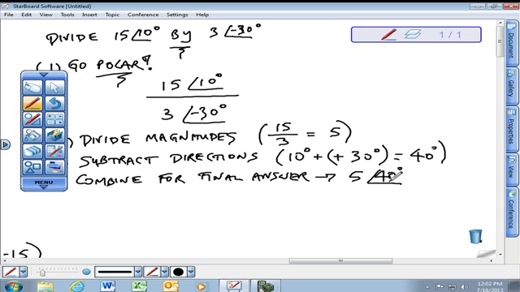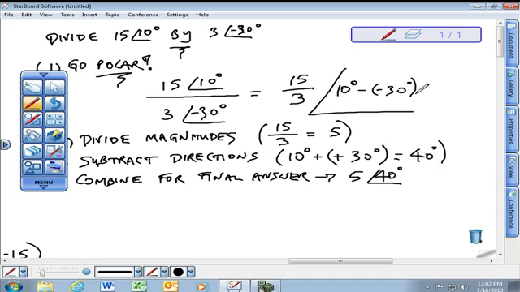That's what happens if you divide 15 angle 10 by 3 angle negative 30. All right? Another way to think about it, a lot of students like to do this. In other words, I'll just say there's your magnitude and then the angle, 10 degrees minus negative 30 degrees. And of course, that ends up being just what we came up with, 40 degrees. Cool? All right, same idea.